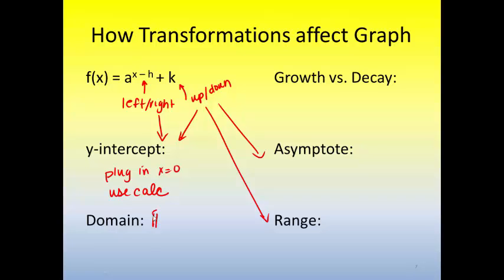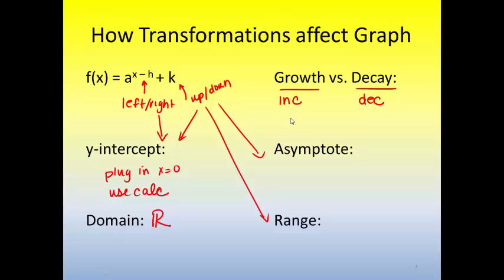My domain is always all real numbers. It will never be affected by any transformation because there's not a single value I can't put in the exponent: positives and negatives, decimals, fractions, it doesn't matter. Growth or decay: this is talking about increasing or decreasing.